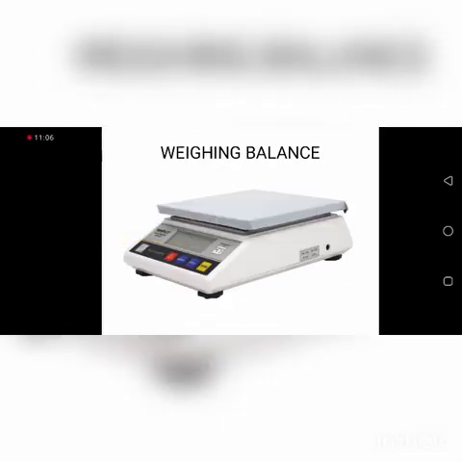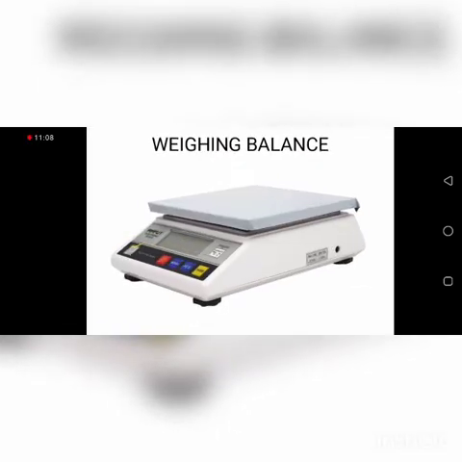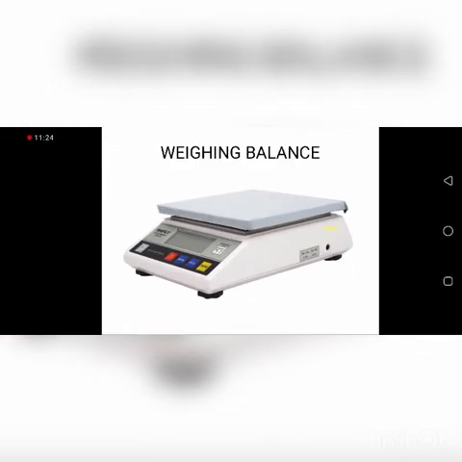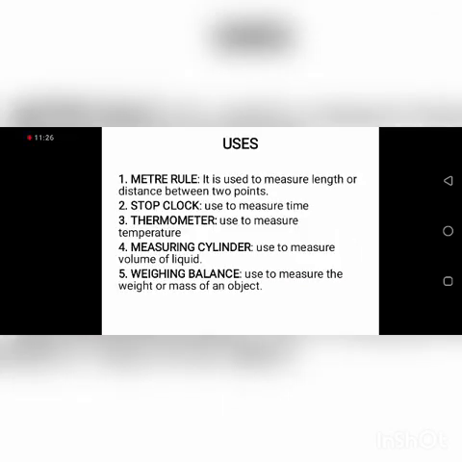And this is the weighing balance. The weighing balance is very important in the chemistry laboratory, because you use it to weigh substances. We have many of it in the laboratory. When school resumes, I will show you all these apparatus for you to see. This is the weighing balance. So next, we'll look at the uses, because you need to identify them and state their uses. So what are the uses?